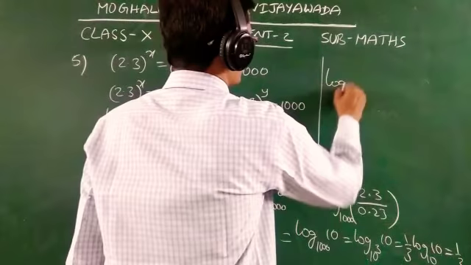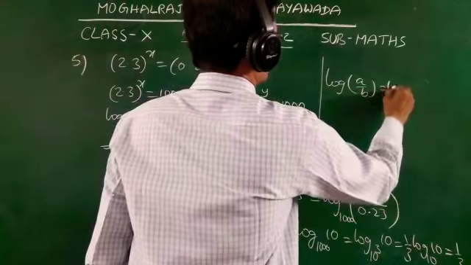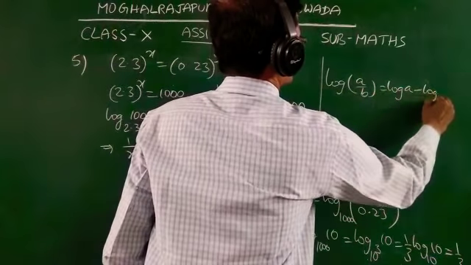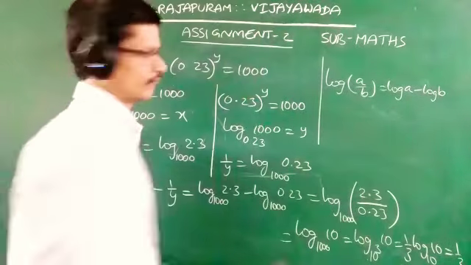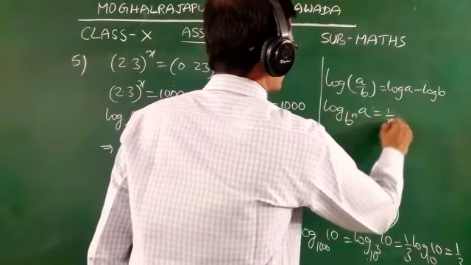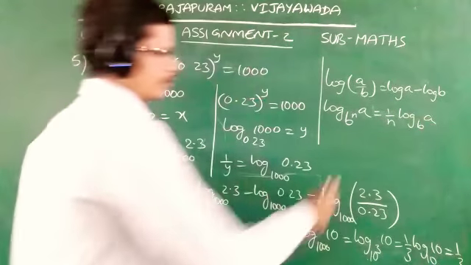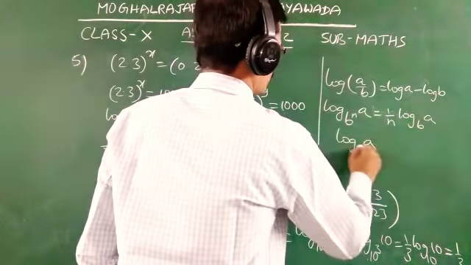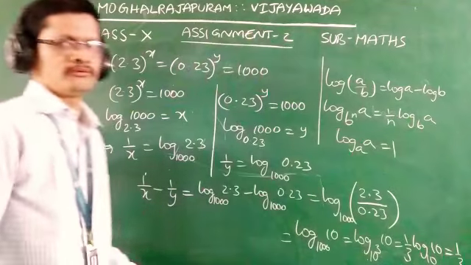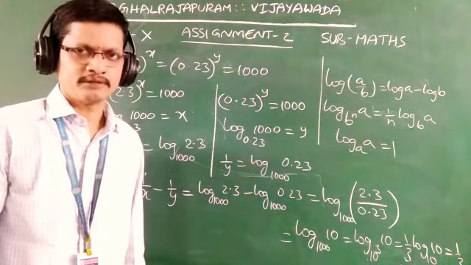Which formulas here we used? Log a by b is equal to log a minus log b. And one more formula, log a to base p power n is equal to 1 by n log a to the base p. Another formula, log a to the base a is equal to 1. Okay? Thank you.